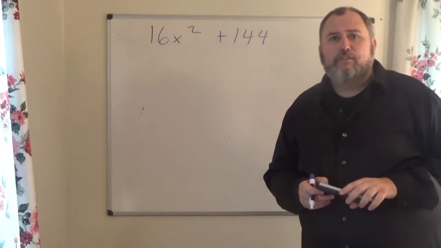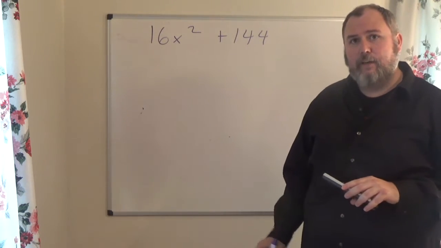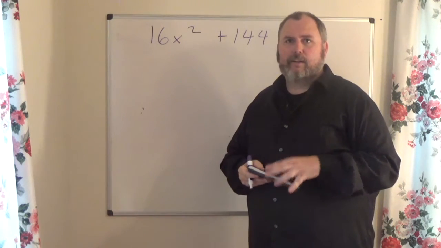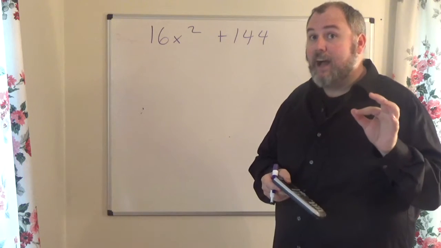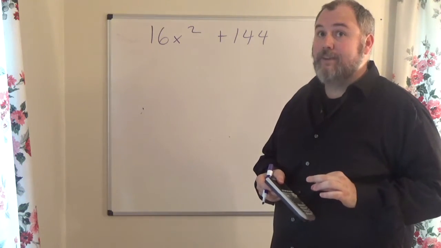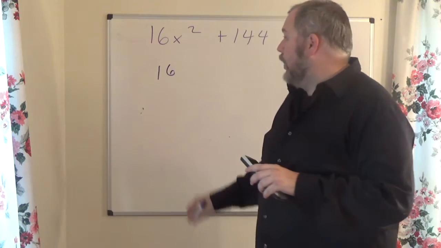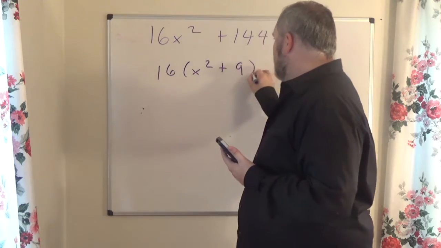16x squared plus 144. Alright, first thing, factor out a GCF. Can I factor anything out of this? Well, I can do multiple things. I can go 1, 2, 3, 4, and keep on going, but I'm going to save you the time. The greatest common factor that I can factor out currently is a 16. When I do, that gives me x squared plus 9.